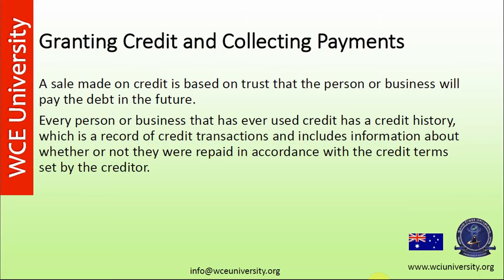Let's look at granting credit and collecting payments. A sale made on credit is based on trust that the person or business will pay the debt in the future. Every person or business that has ever used credit has a credit history, which is a record of credit transactions and includes information about whether or not they were repaid in accordance with the credit terms set by the creditor.